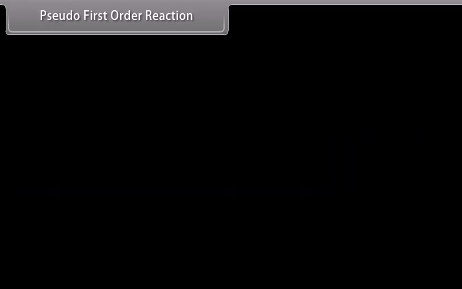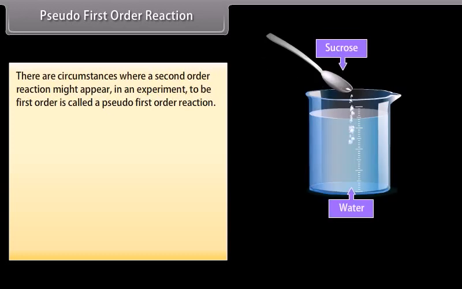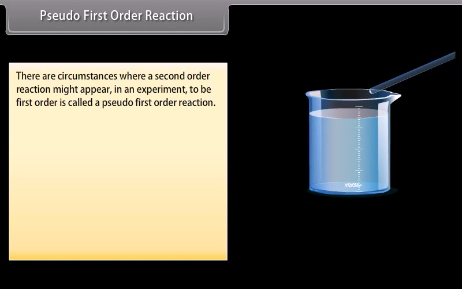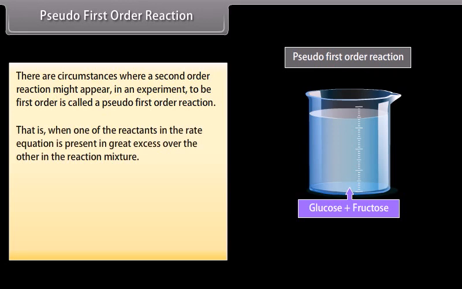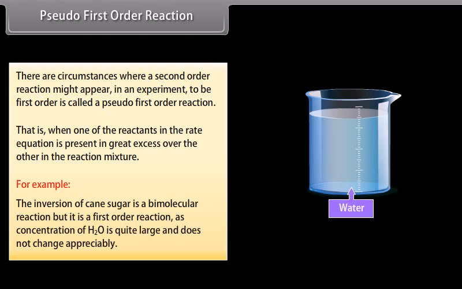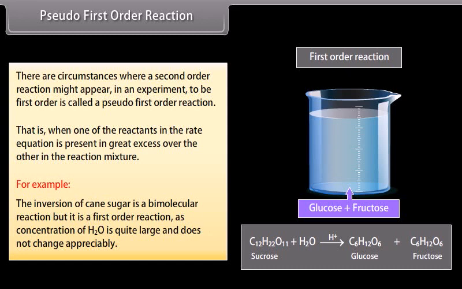Pseudo first-order reaction. There are circumstances where a second-order reaction might appear in an experiment to be first-order; it is called a pseudo first-order reaction. That is, when one of the reactants in the rate equation is present in great excess over the other in the reaction mixture. For example, the inversion of cane sugar is a bimolecular reaction, but it is a first-order reaction as concentration of H2O is quite large and does not change appreciably.